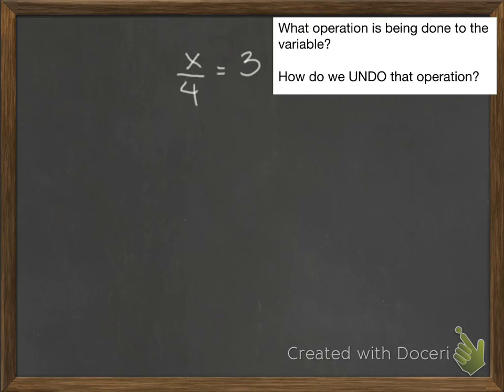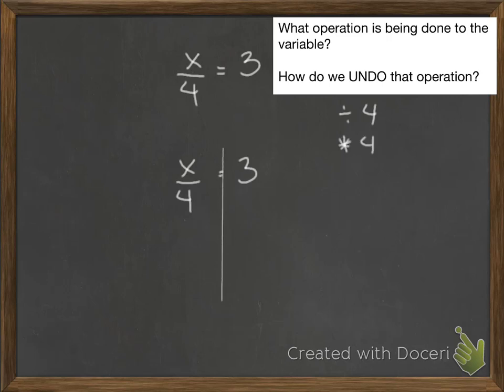Okay, what about this one? X divided by 4 equals 3. So again, we have to ask ourselves, what is being done to this problem, or what is being done to our variable? Well, right now, we are dividing by 4. So how do we undo division? Well, simply, we need to multiply.